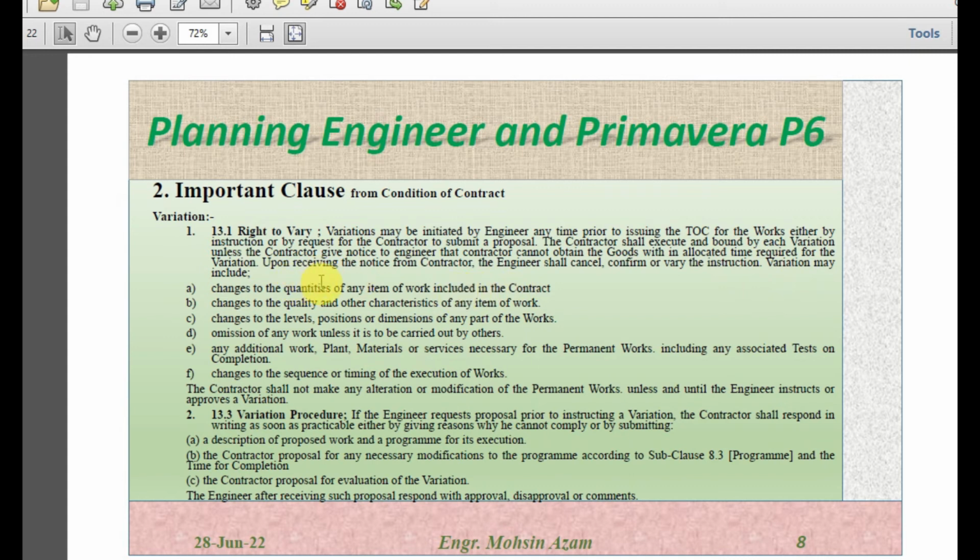So if the quantity of the work is increased, it means the quantity and the other characteristics are changed. If the quantities are changed and the other characteristics of the work are changed, such as change in level, position or dimension of any part of work, omission of any work unless it is to be carried out by others, if something is omitted from the project, any additional work, plant, material or services necessary for the permanent work, including any associated testing and completion. So any additional work like plant, material or services with the testing, change to the sequence and time of the execution of work.